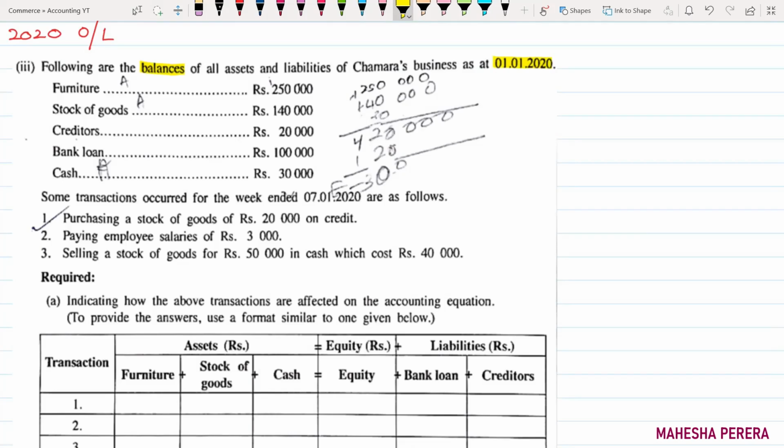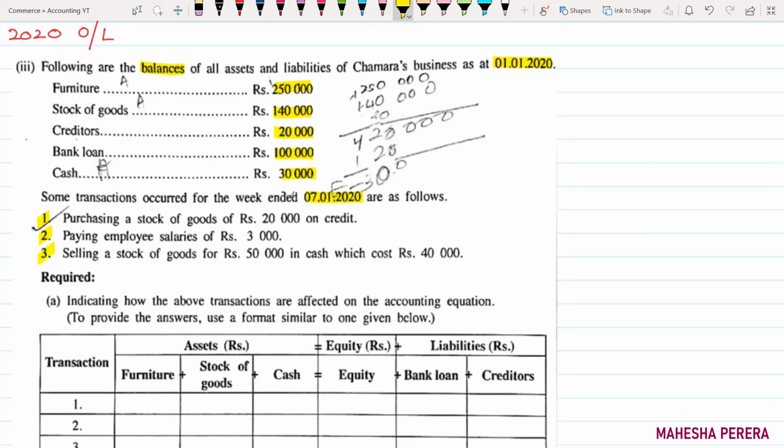Once again, an asset, it is cash. And here are the amounts of opening balances. Okay. And then it says some transactions occurred for the week ended 1st of January 2020 are as follows. Right. So we are given 3 transactions.